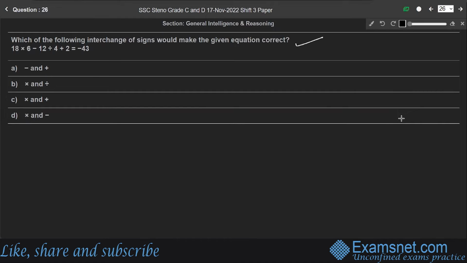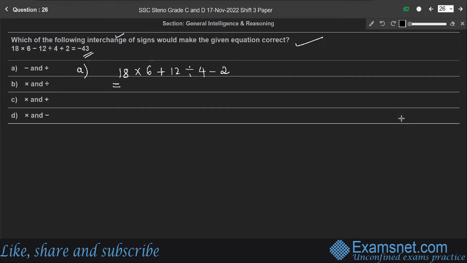Question 26. Which of the following interchange of signs would make the given equation correct? To make the given equation correct, which two signs should be interchanged? We'll try option A: interchange minus and plus signs. The given equation becomes 18 into 6 plus 12 divided by 4 minus 2, which should be equal to the right hand side part, which is minus 43.